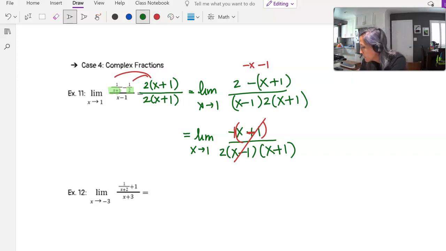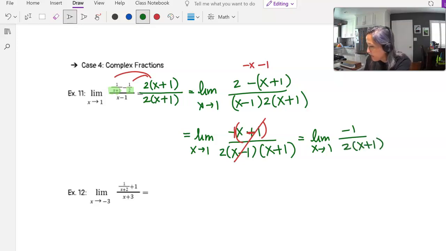Cool. So I'll take one more step before we plug in and just rewrite this in a simpler form. I'll get a negative 1 all over 2 times x plus 1. And then we can plug in. So this is negative 1 all over 2 times 2, which is negative 1/4.